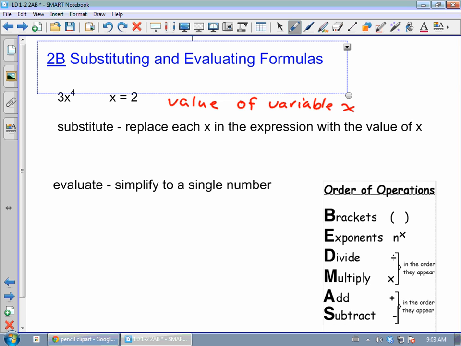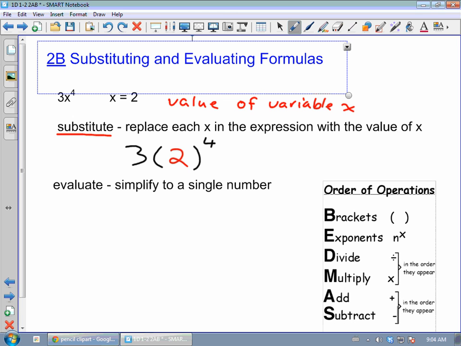And what we want to do is substitute. When we're substituting, we are taking each x that we see in our expression and replacing it with the value of that variable that we are given. So 3x to the power of 4 would become 3, and I'm going to put brackets where the x was, to remind ourselves that that's where the x was. Then I'm going to replace that x with the value, I'll just put a 2 in there. Simply replacing the variable with its value is substitution.